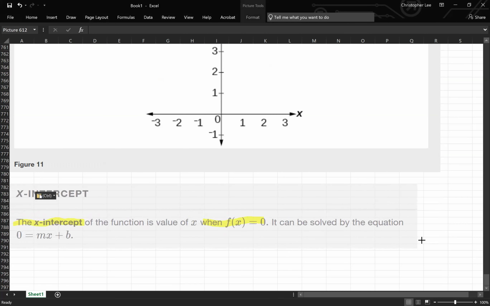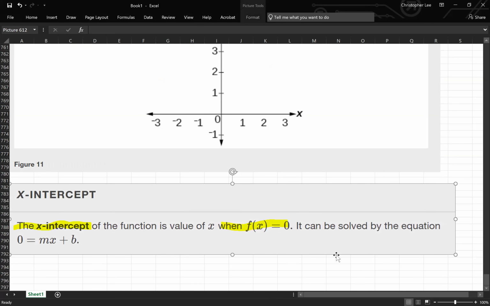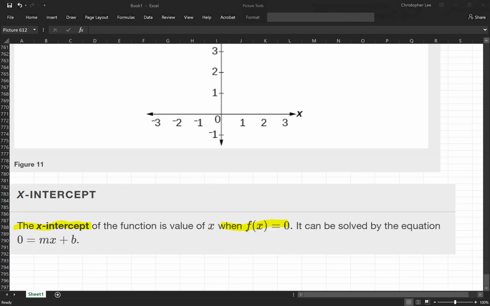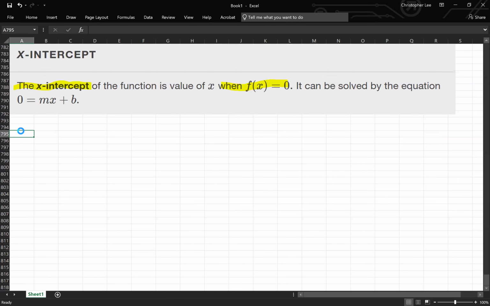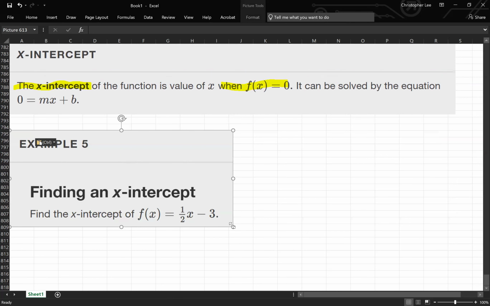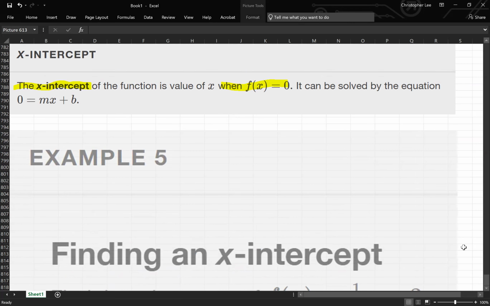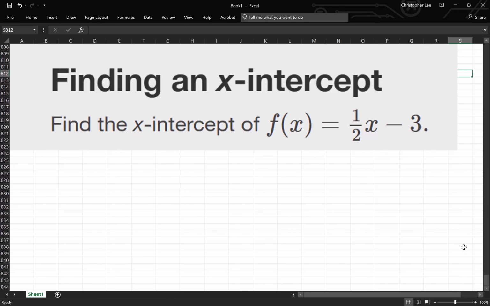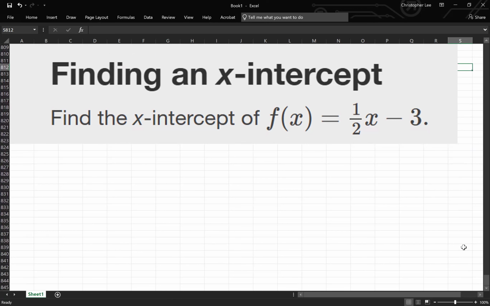The x-intercept of a function is the value of x when f of x equals 0, which can be solved by the equation 0 equals mx plus b. So this question is asking us to find an x-intercept, right? We know the x-intercept is where y equals 0, so I'm going to set f of x equal to 0. So 0 is equal to 1/2 x minus 3. Solve for x. That's it.